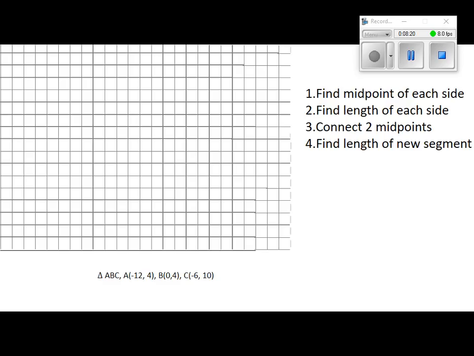Now let's wait on the letters because that way we can be uniform and we can all be together.